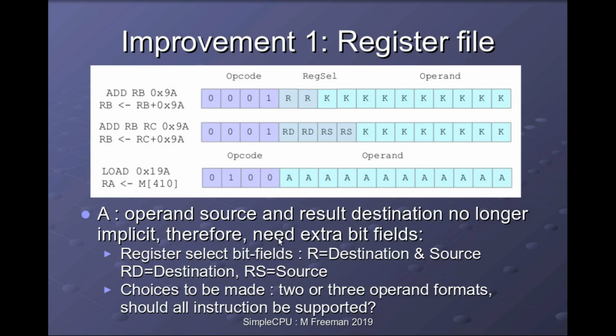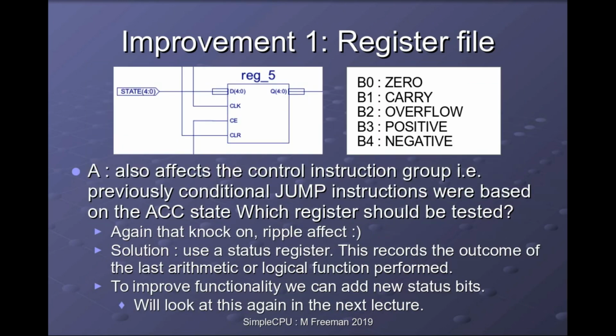Obviously, one way around that would be to move to an 18-bit instruction, add an additional 2 bits to specify the destination, but obviously that would increase the size of our memory. Again, as previously mentioned, you always get this ripple effect happening. So you make one small modification to the hardware somewhere and that will impact elsewhere.